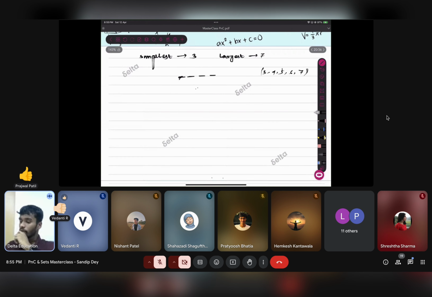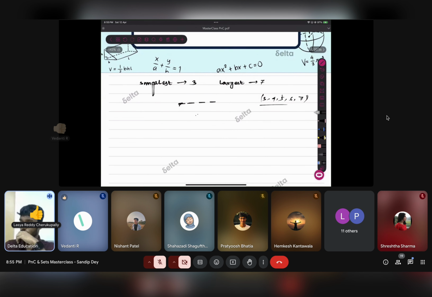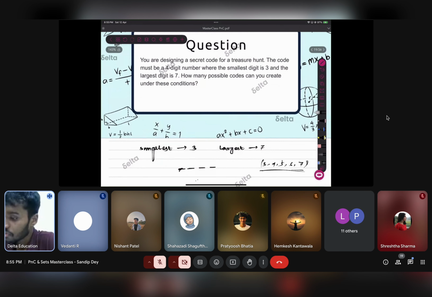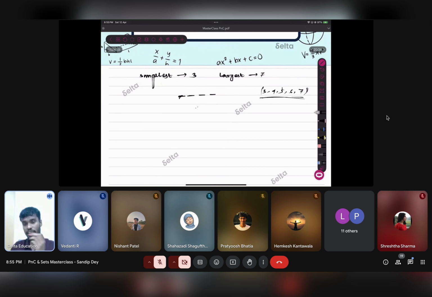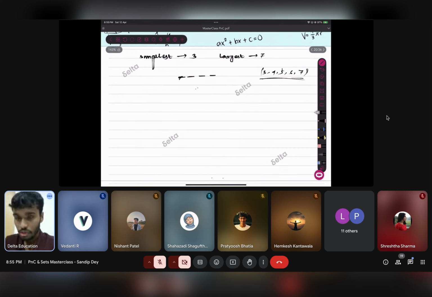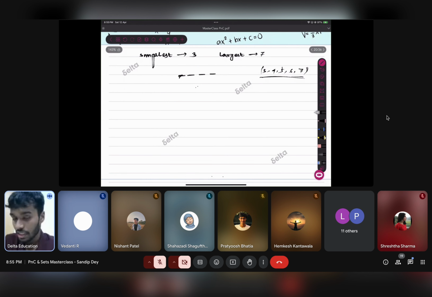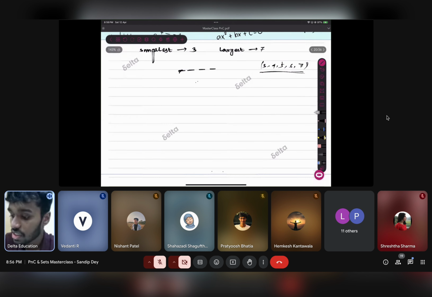Okay. So these are the digits you can use. Now see, you have to say how many possible codes you can create. So they are basically asking for the total number of arrangements, the total number of permutations you can create. Now see where I have to take different cases and solve this question. So let's go to different cases and see why we have to solve this question in different cases.